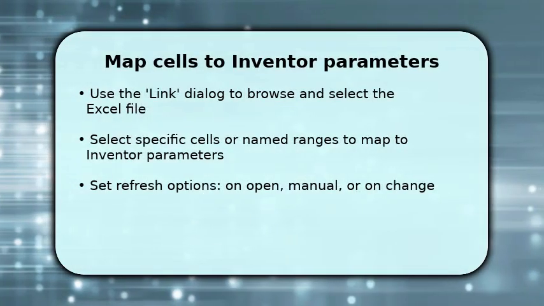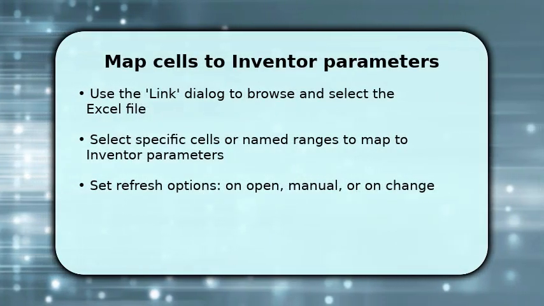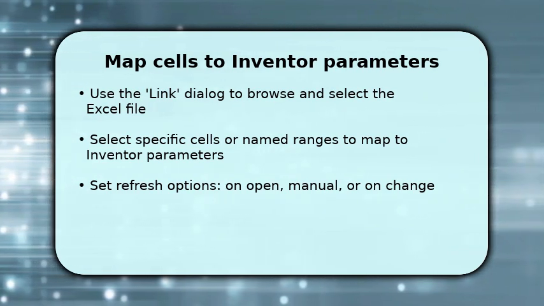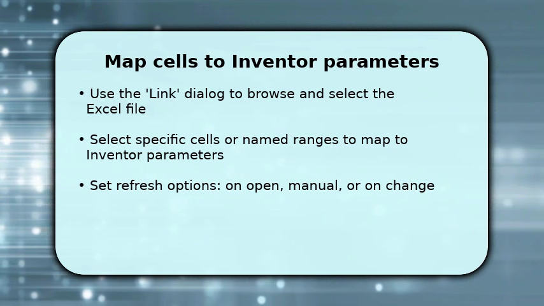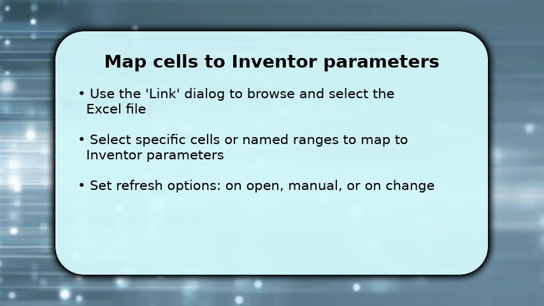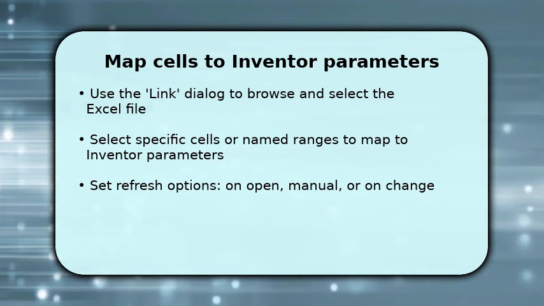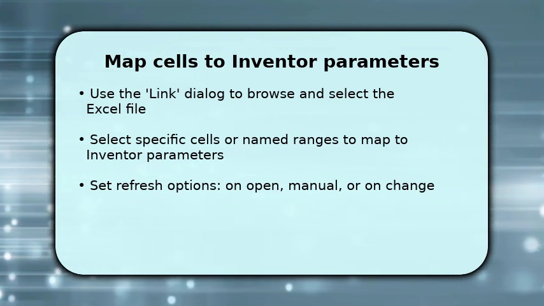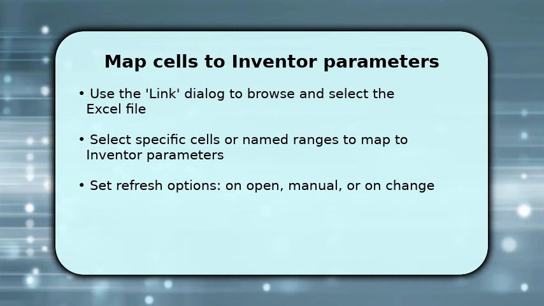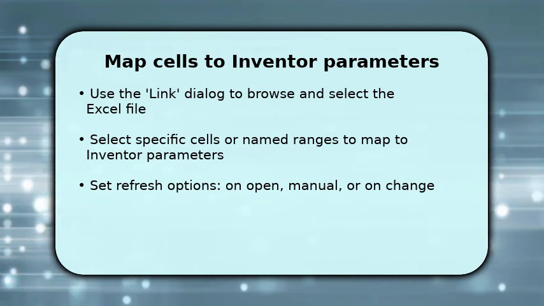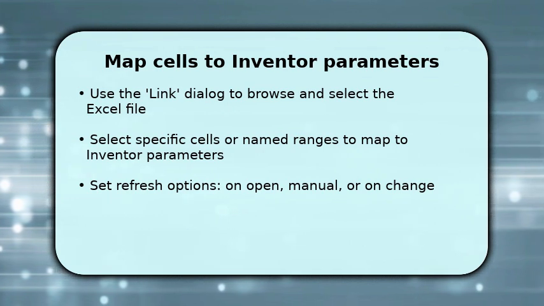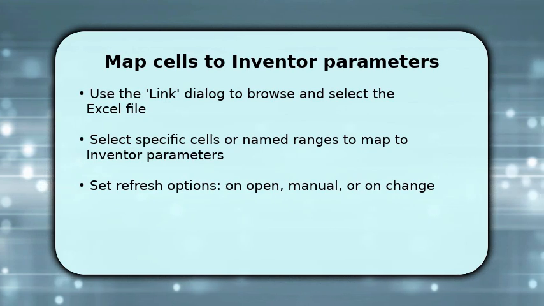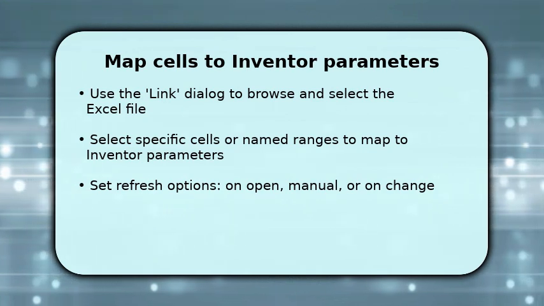Now you map Excel cells to Inventor parameters. In the link dialog, browse and pick the workbook, then choose either specific cells or named ranges. Named ranges are preferable because they avoid shifting references. For each mapping, assign the Excel cell to a matching Inventor parameter and confirm units and numeric formats so values translate correctly. Once done, set the refresh behavior: on open for automatic updates, manual for controlled edits, or on change if you need immediate propagation during edits.